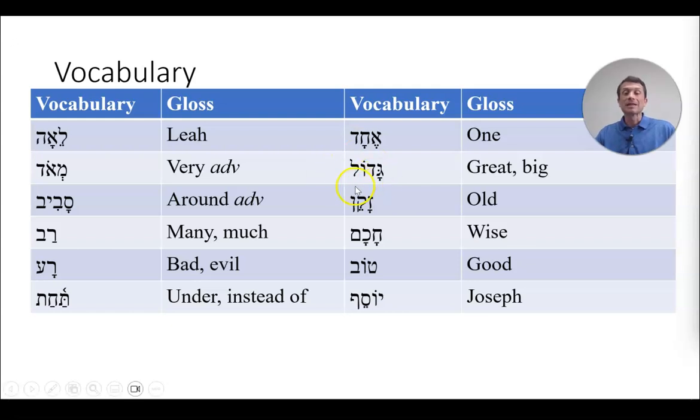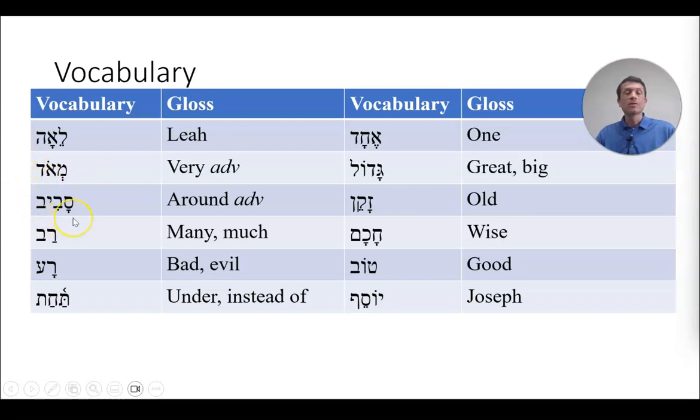So this word here is gadol, which is great or big. Below that is zakein, which means old. Chakam is wise. Below that, the word tov means good, tov. Below that, Yosef is the proper name, Joseph. Leah is Leah. That's pretty straightforward, proper name. We have an adverb here, ma'od, and it means very or much, ma'od.